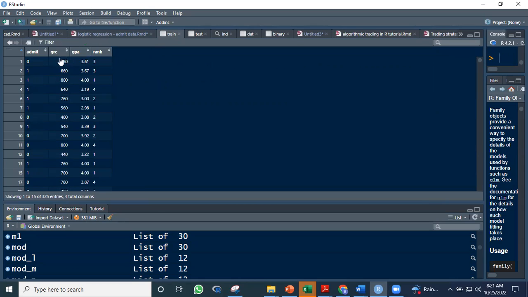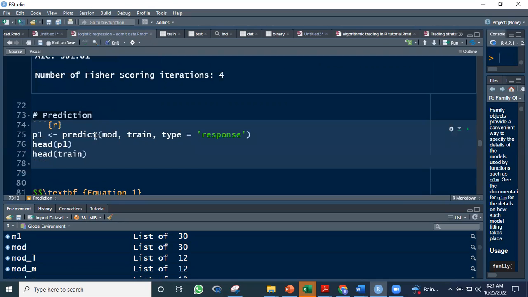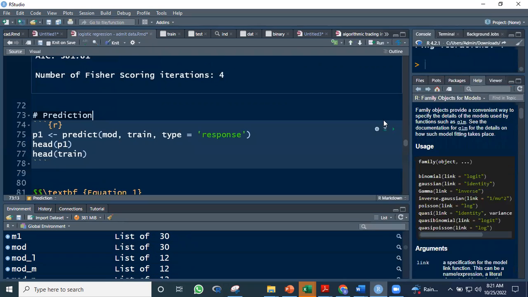Kasi we remove GRE, di ba? Hindi siya significant predictor of admission. Okay, so we're going to use the predict function, which we also use sa OLS, di ba?